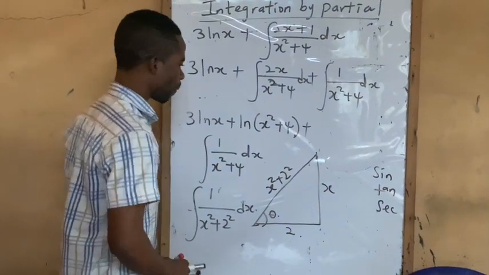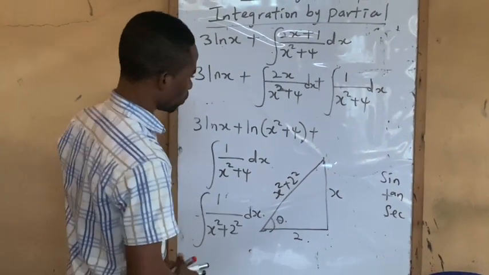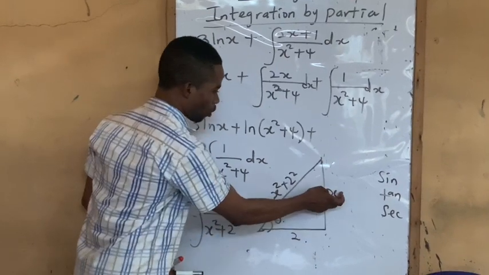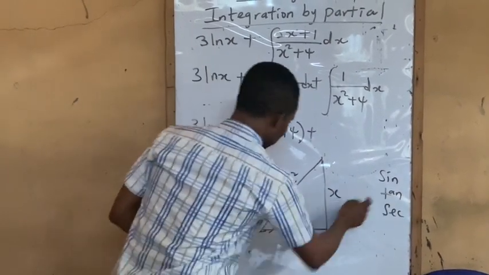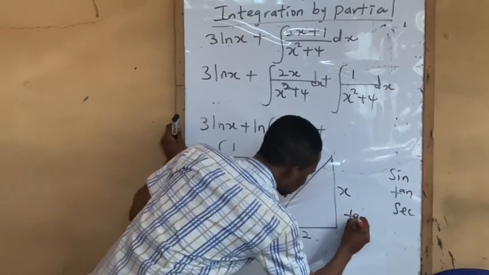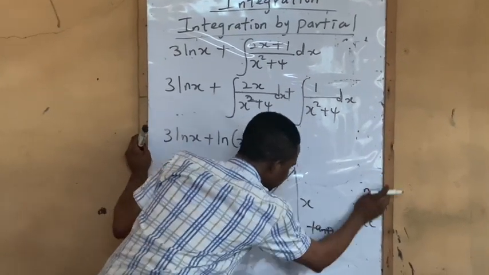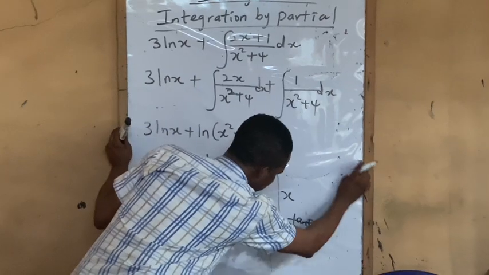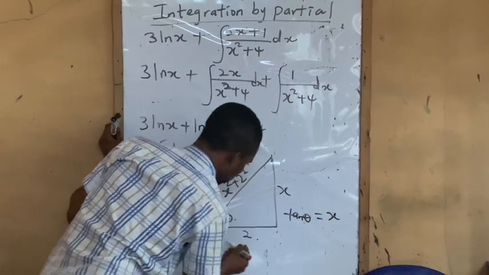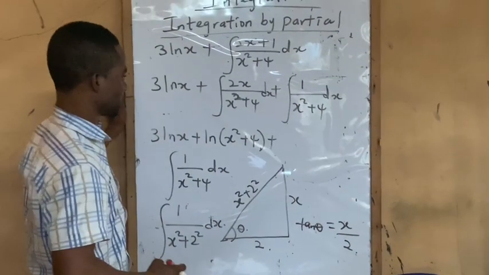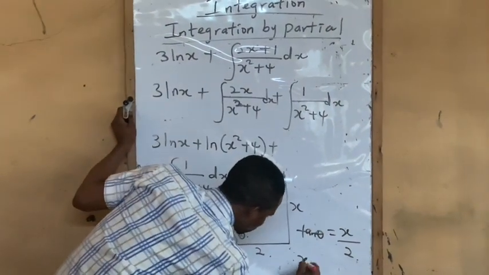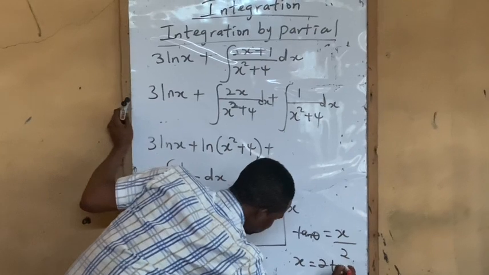Without wasting time. Now that I've known this, it's talking about the opposite and the adjacent. So that means I'm using tan. So tan theta equals opposite all over adjacent, x all over 2. If I want to get the x, that means x equals 2 tan theta.